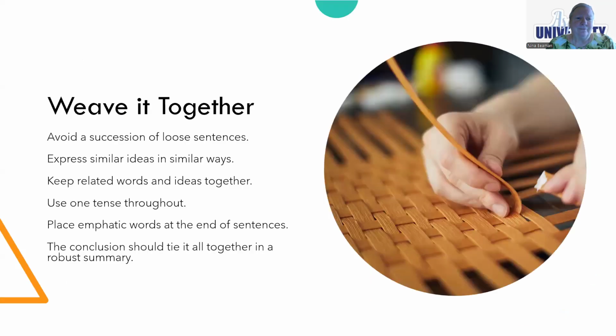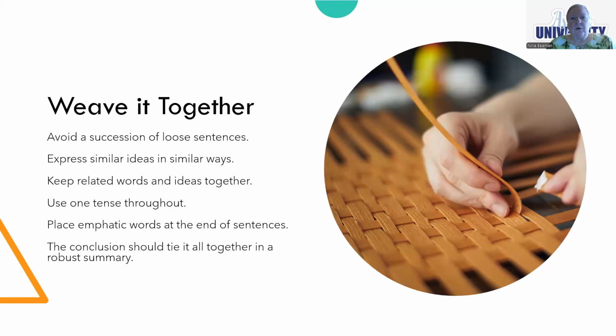And we know it. So weave it together like a basket. Avoid a succession of loose sentences that don't make any sense. Make them into a paragraph, expand on them, express similar ideas in similar ways. Keep related words and ideas together. I shouldn't feel like I think I already read that. Those concepts should be put together in a succinct paragraph.